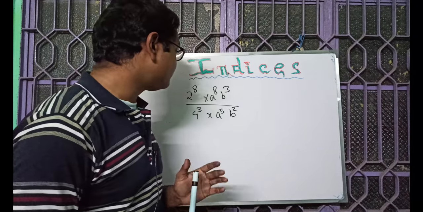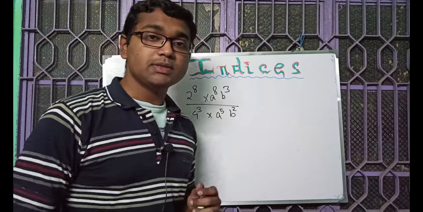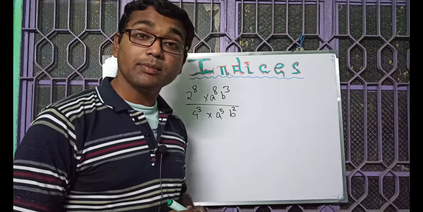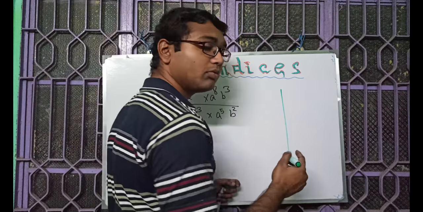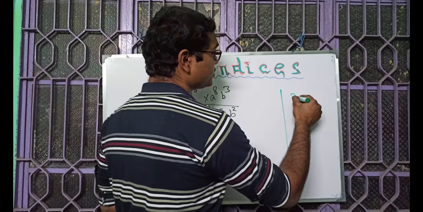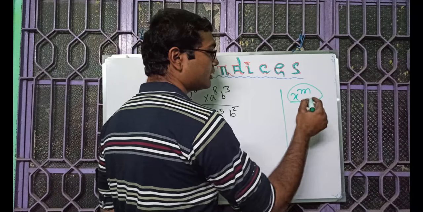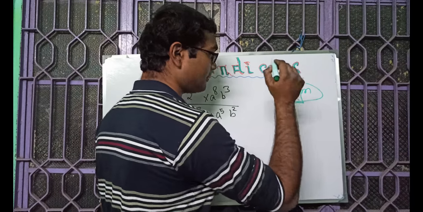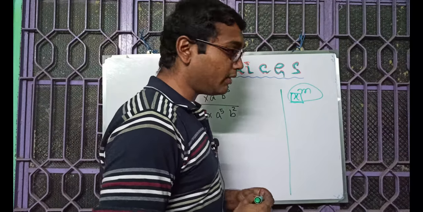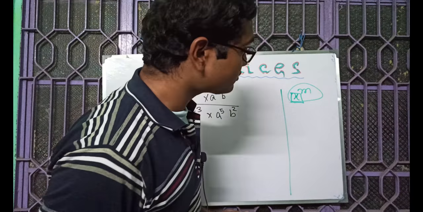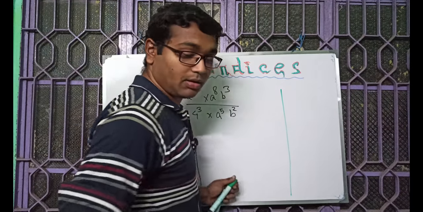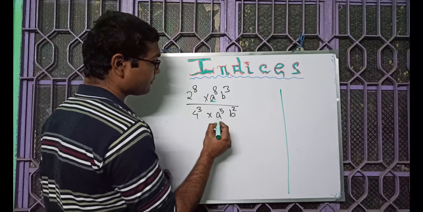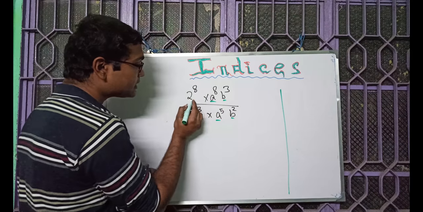Okay, see, in this type of problems, we should first check what the main things are. In the last video, if you go through it once again, what did I show? x to the power m. These types of quantities I was writing again and again. So I'm taking this x, the base, as a main part. So here, what are the main parts or the bases? a, b.